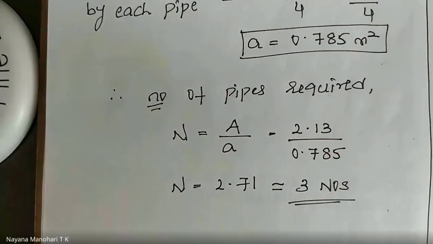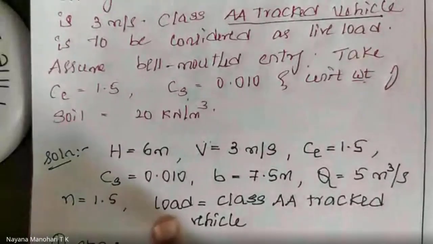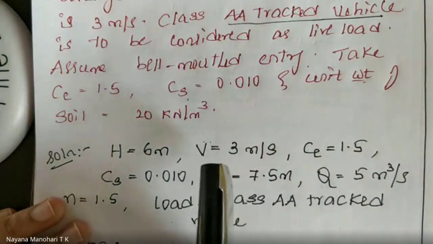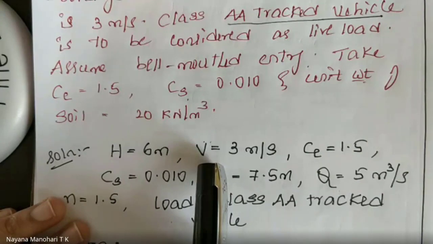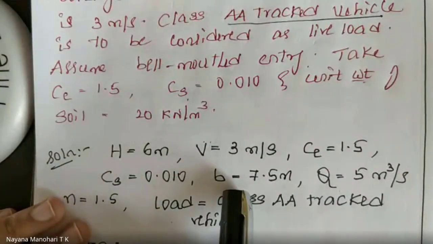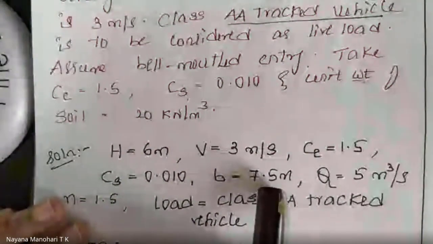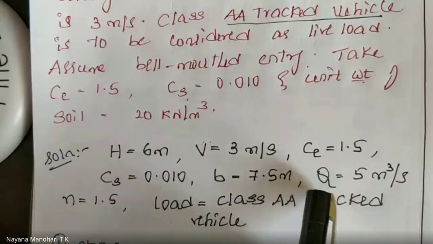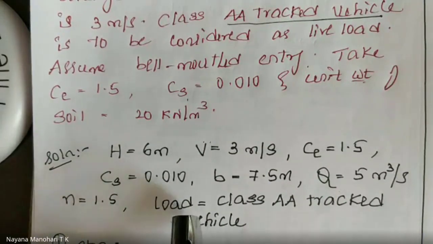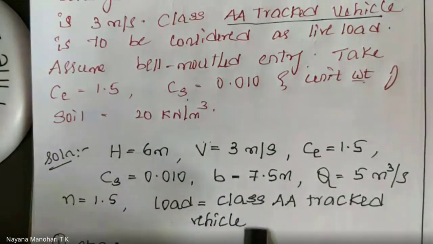I will repeat it. The first step, write down the given data. Height of the embankment, it is 6 meter. Safe velocity, it is denoted by capital V. C and CS value, they have given. Formation width, they have given, it is 7.5. Discharge equation, they have given. Side slope of the embankment is 1.5. Load, that is IRC class A tracked vehicle.